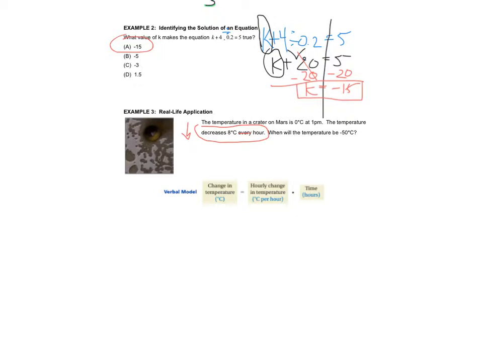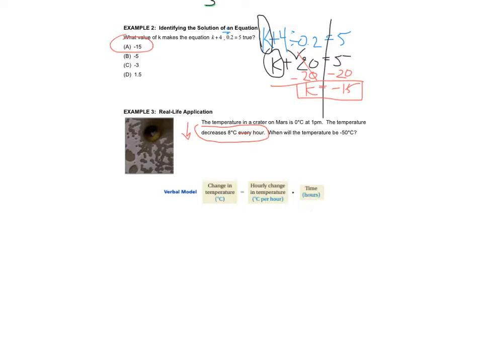Now, there's a couple ways you could do this. You could certainly make a chart and just start writing down, after 1 hour it goes this, after 1 hour it drops this, all the way down to the very bottom. I think that would just take a lot of time, and I think we can do this a lot faster. So here's a verbal model that we just looked at. The temperature change in Celsius is going to equal the hourly change, how much per hour it's changing, times the number of hours.